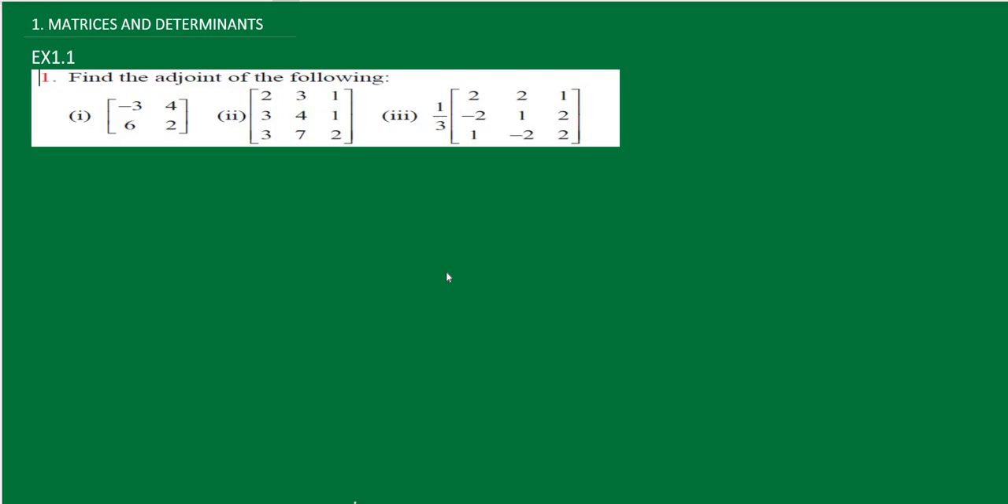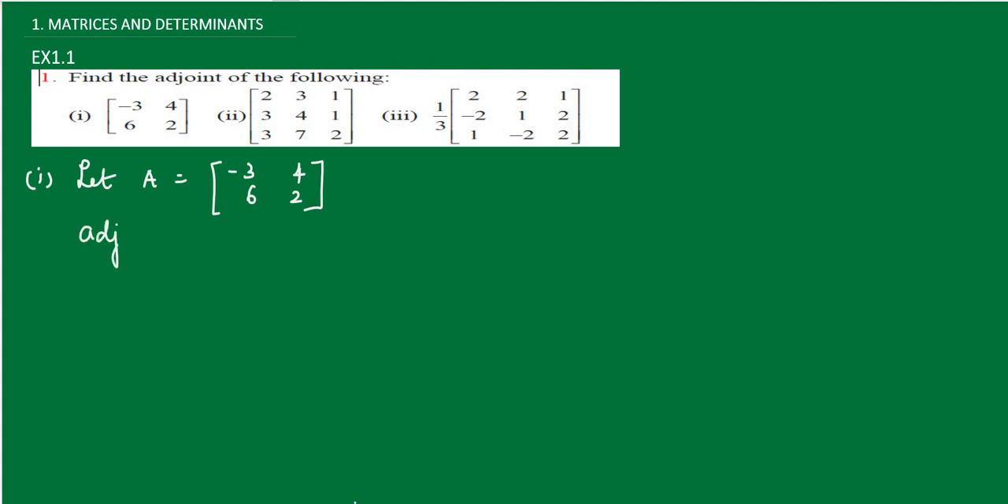Exercise 1.1, Matrices and Determinants. First question. Let A is equal to [-3, 4; 6, 2]. The first given matrix is taken as A is equal to [-3, 4; 6, 2]. We are asked to find the adjoint of the given matrix.